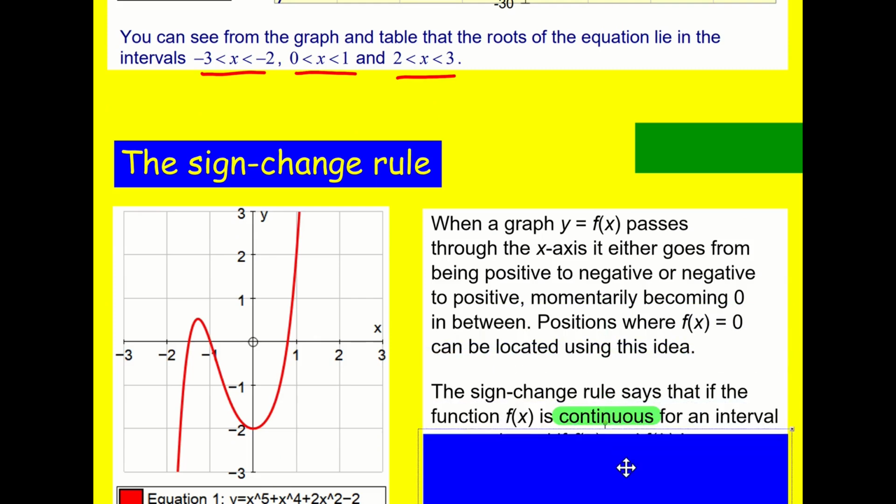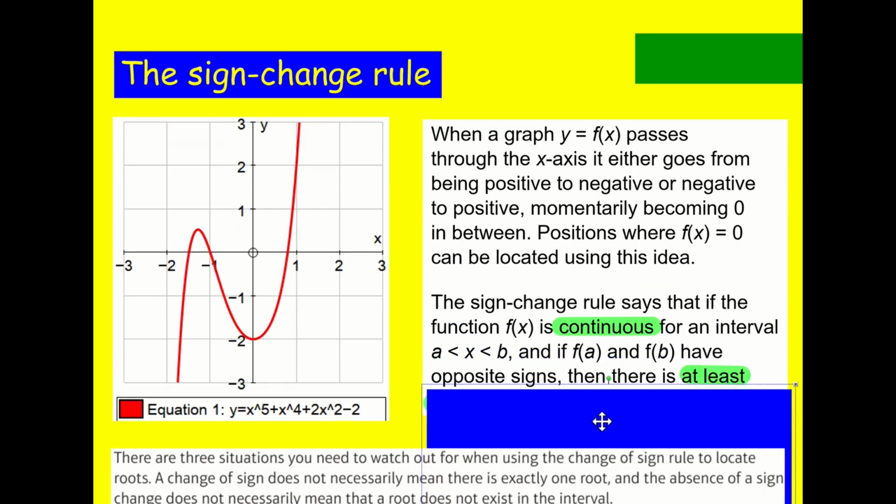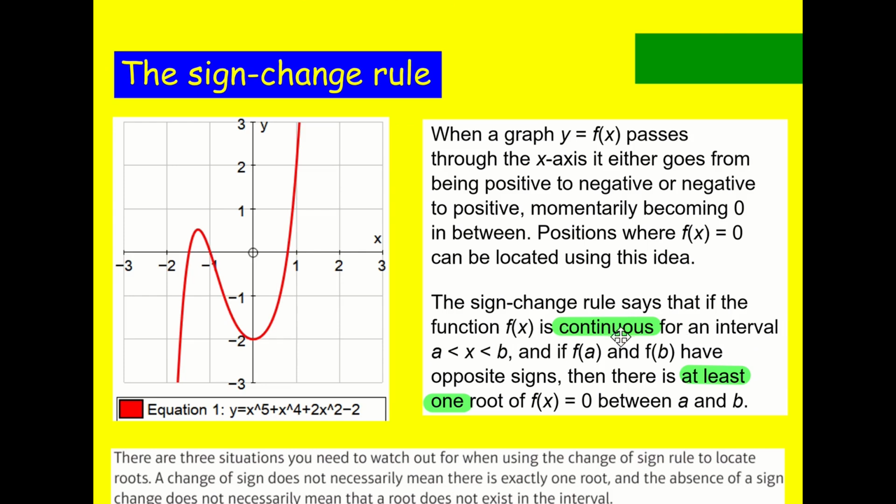Here we go, I'm jumping to it now. The sign change rule says that if the function is continuous, we'll come back to that, on an interval a to b, and f of a and f of b have opposite signs, i.e. one's negative and the other's positive, or vice versa, then there must be at least one root in between, that is where f of x is equal to 0. So if I've got my graph and here it's negative, here it's positive, and I know it's continuous, so it's not going to jump, there must be somewhere in between where it's 0, and that is the sign change rule.